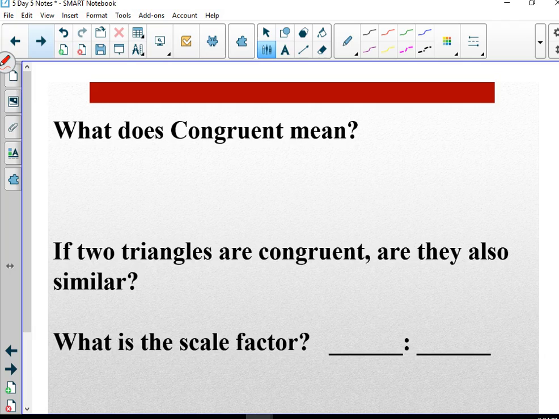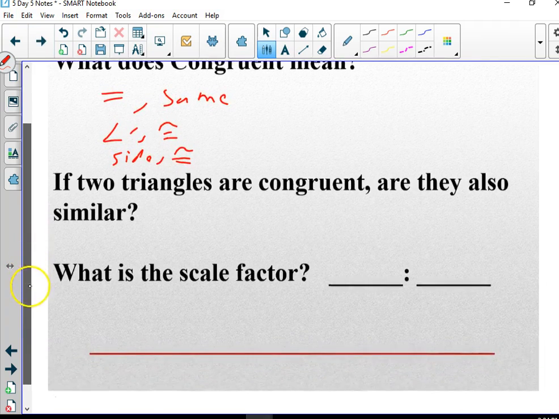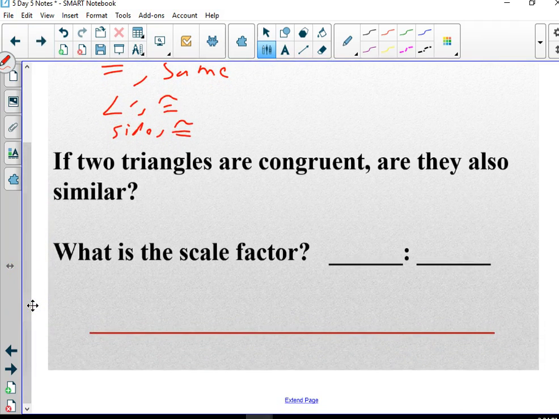Congruent means equal, same. So the angles are congruent and the sides are congruent. If two triangles are congruent, they're also similar. And they have a 1-to-1 ratio because they are the same thing. Okay?